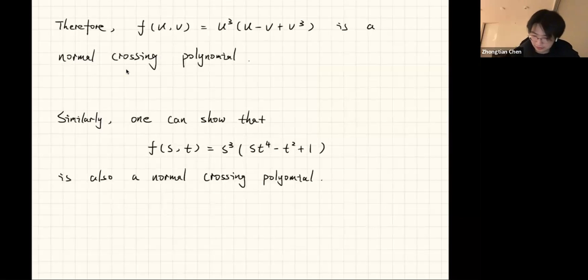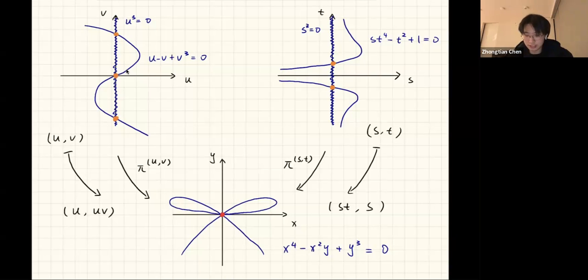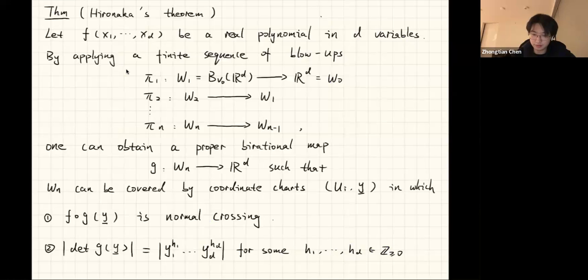Okay. We can do the same thing for f in another chart, in other coordinates, and it's also a normal crossing polynomial. Right, so let's review this example. We start with f with a complicated singularity. Then we apply a blow up. Then we end up in a situation where in each of these charts, our f is a normal crossing polynomial.